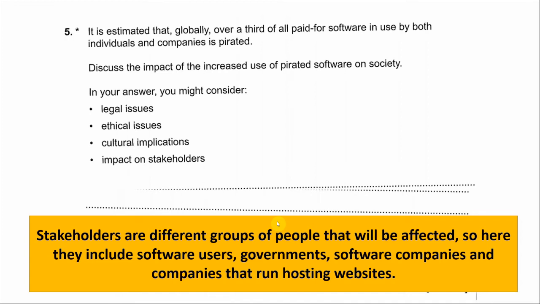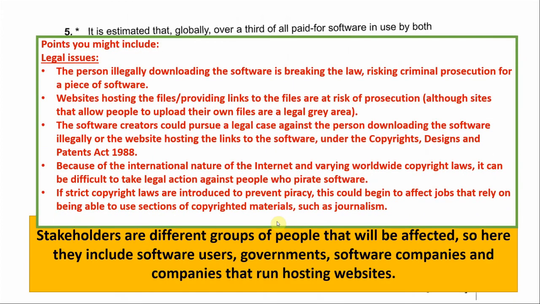So if we look at the legal issues first. So the person illegally downloading the software is breaking the law, risking criminal prosecution for a piece of software. And the websites that host those files or provide the links to the files are at risk of prosecution as well, because they're allowing people to upload those files, which can then be downloaded. So they're basically allowing people to distribute copyrighted material.